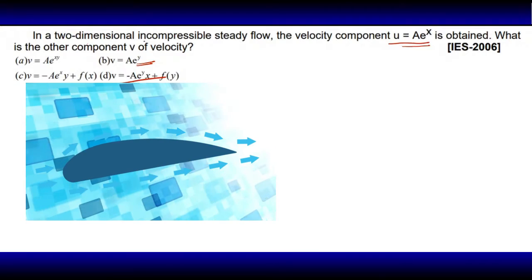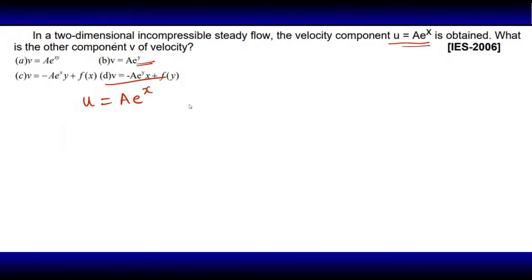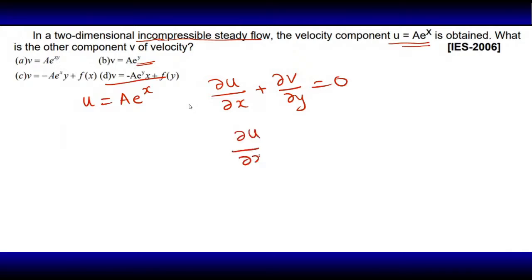What they have given in the question, they have said the flow is two-dimensional, incompressible, steady flow. That means what formula we have to satisfy? Continuity equation. Dou u by dou x plus dou v by dou y equal to 0. Now dou u by dou x equals to minus dou v by dou y.